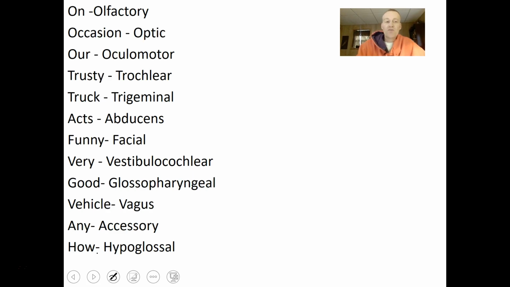So this is the one I like to use. I made a little sentence. On occasion, our trusty truck acts funny. Very good vehicle anyhow. Each of the first letters of the words in my mnemonic represents the first letter in each of the different cranial nerves. It is important to use some kind of learning device to remember the order of the cranial nerves so that you will do a nice job on them when you have a test.